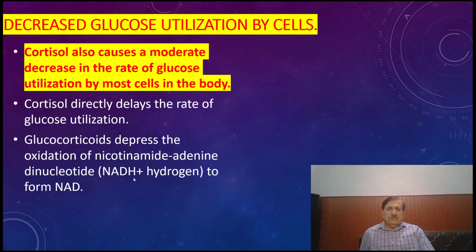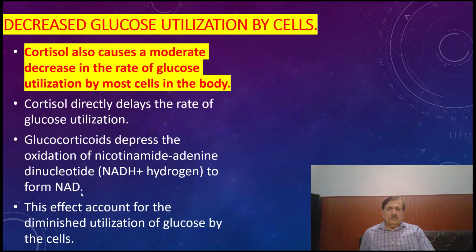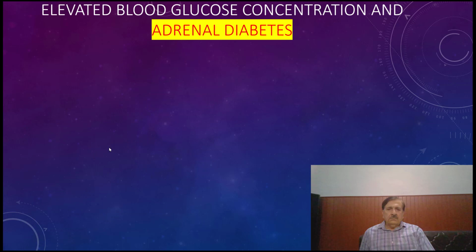Glucocorticoids depress oxidation of nicotinamide adenine dinucleotide, NADH plus hydrogen, to form NAD. And due to this non-conversion of NADH to NAD, this effect accounts for the diminished utilization of glucose by the cell.